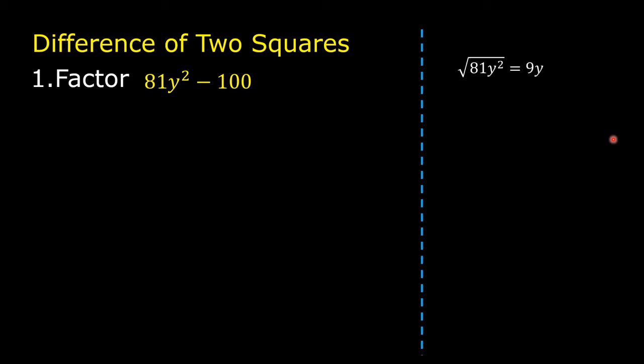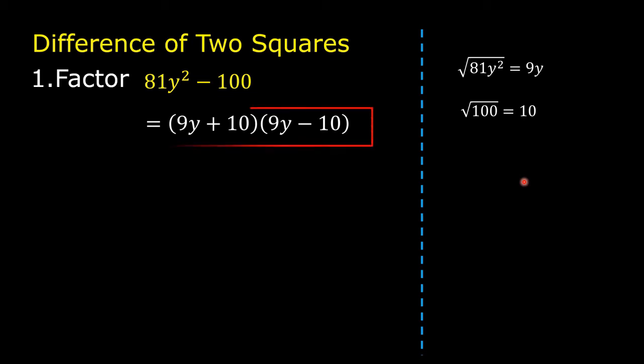The square root of 81y squared is equal to 9y. And the square root of 100 is equal to 10. So sum of this and then difference of this. So we have 9y plus 10, 9y minus 10. So our answer is the quantity 9y plus 10 times the quantity 9y minus 10.